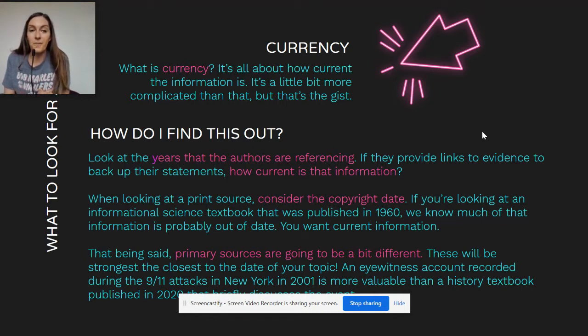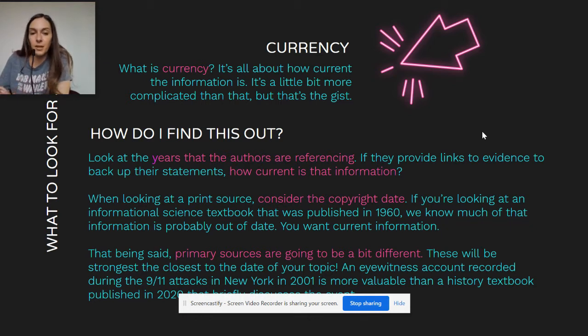So the Declaration of Independence is a primary source, and the Declaration of Independence, being as old as it is, is so much more relevant and pertinent to your topic than reading a textbook about the Declaration of Independence. So obviously, a primary source is going to be an exception to the rule.